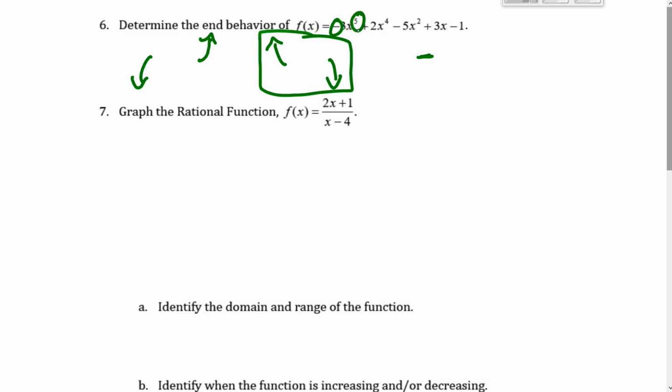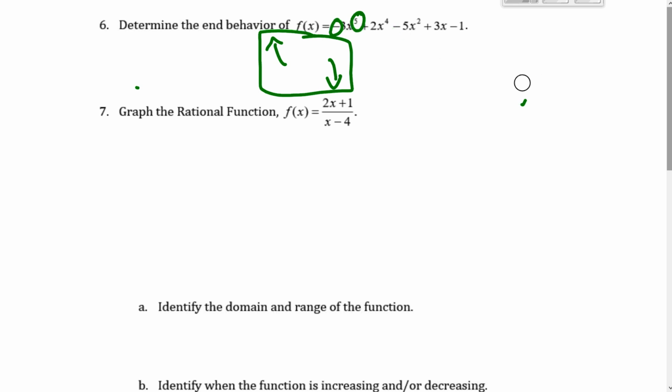So a negative to the 5th is negative, but times negative 3 is actually going to be positive, so that's why I'm going up to the left. And if I plug in a really big positive number, a positive to the 5th is going to stay positive, and a positive times a negative 3 is going to be negative. So that means to the right I'm going to go down, and to the left I'm going to go up. So that's why my end behavior is like that.